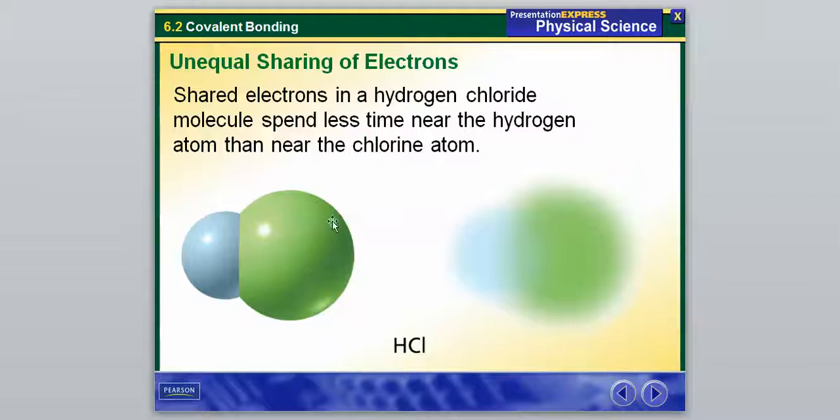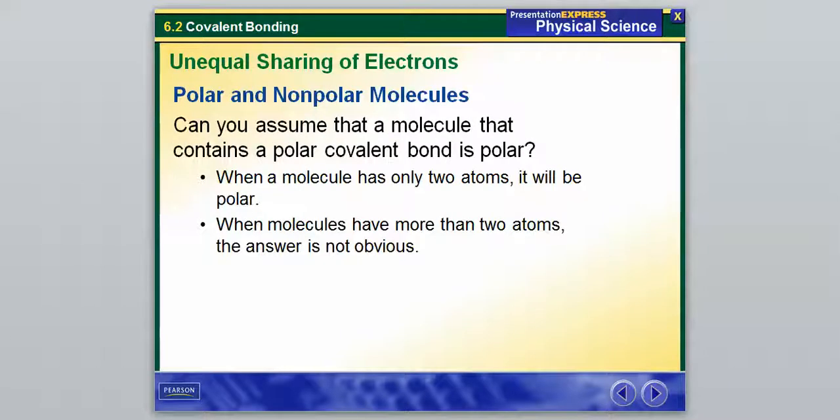Again, more space means the electron spends more time there. And a little bit darker, you can see, because the electron's more likely to be found there. So that's all a polar covalent bond is. It is just when an electron spends more time near the nucleus of one atom compared to another.